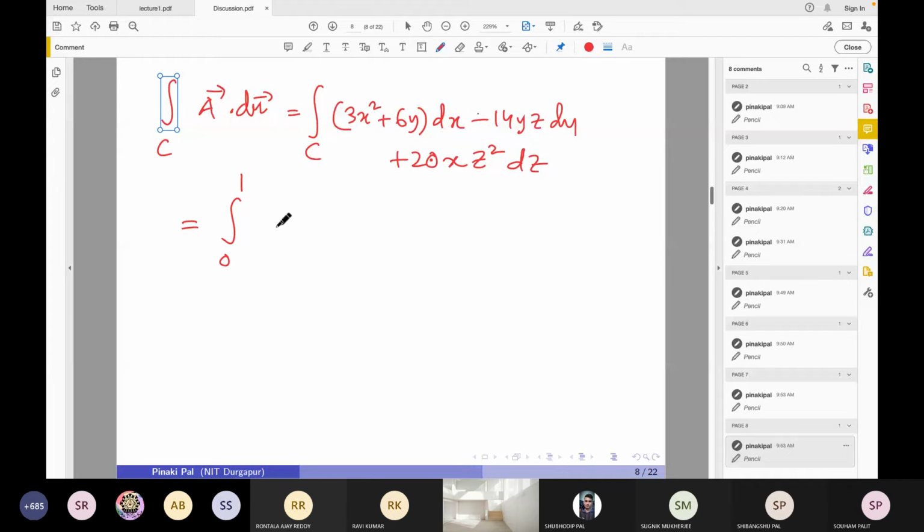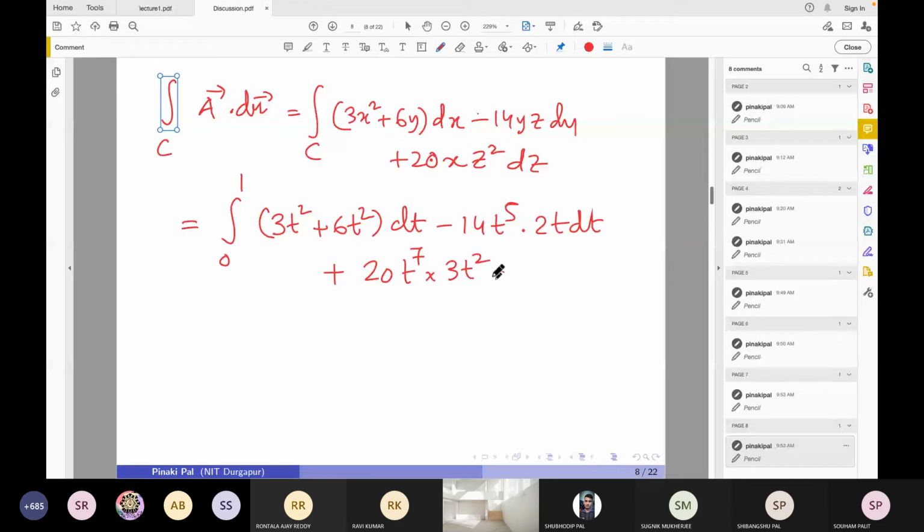So x is equal to t. Therefore 3t square and 6y, that means 6t square, times dx which is dt. Minus 14yz: y is t square and z is t cube, so 14 t to the power 5, and dy is equal to 2t dt. And this is 20t to the power 7, into dz which is equal to 3t square dt.